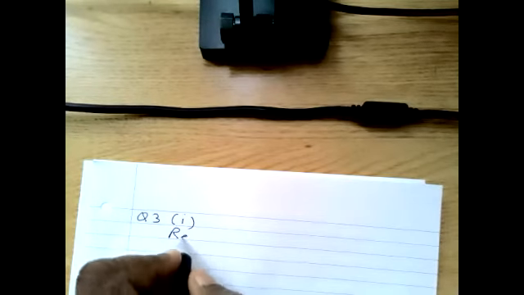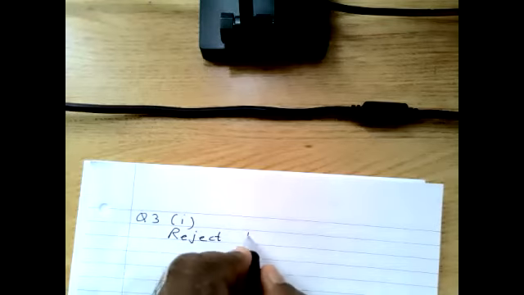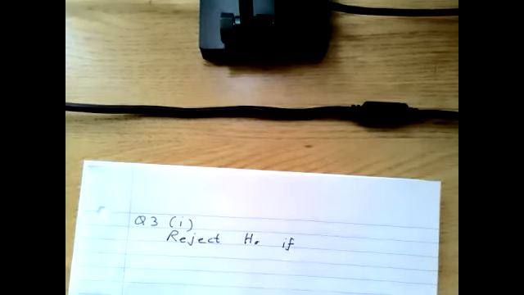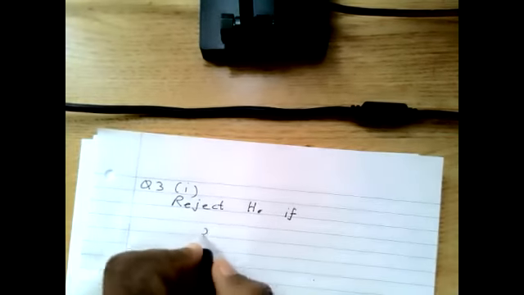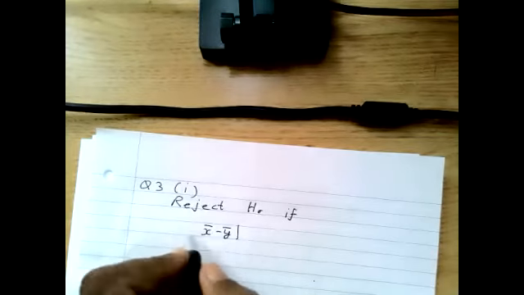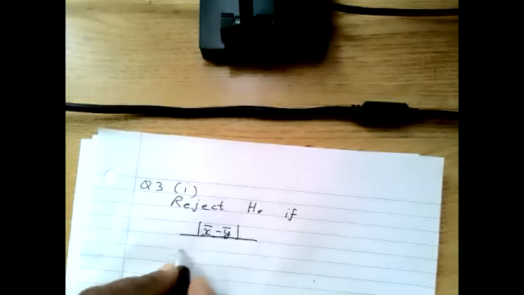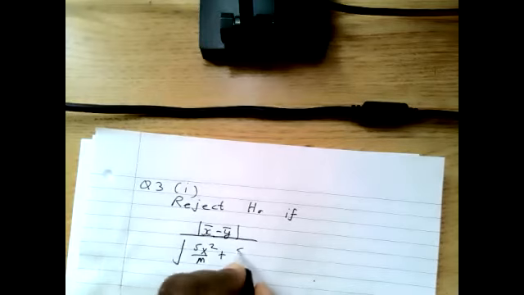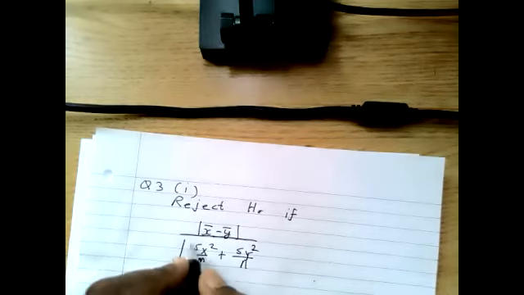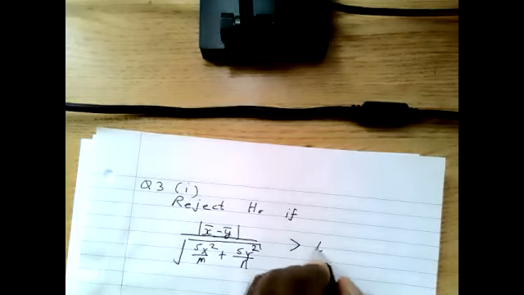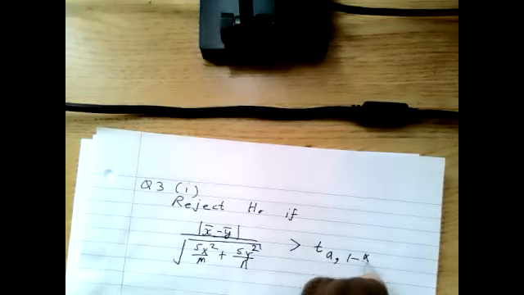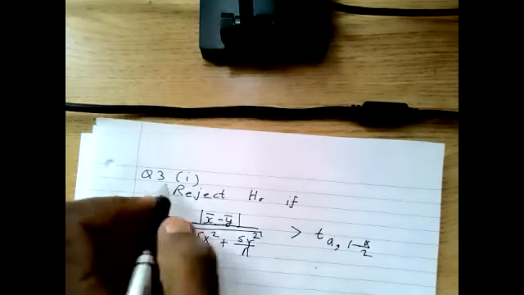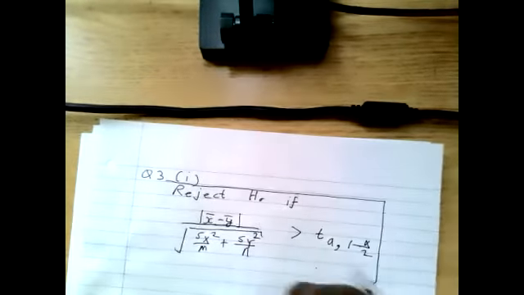So this is question 3, part 1. So we reject H0 if... right? So let me put this in a big box.